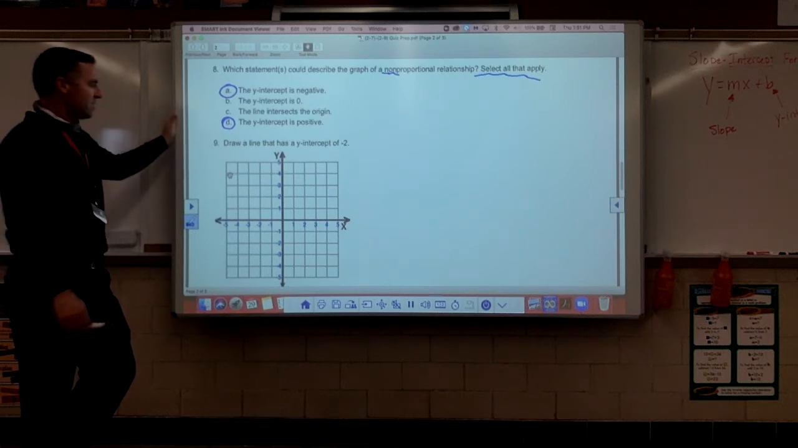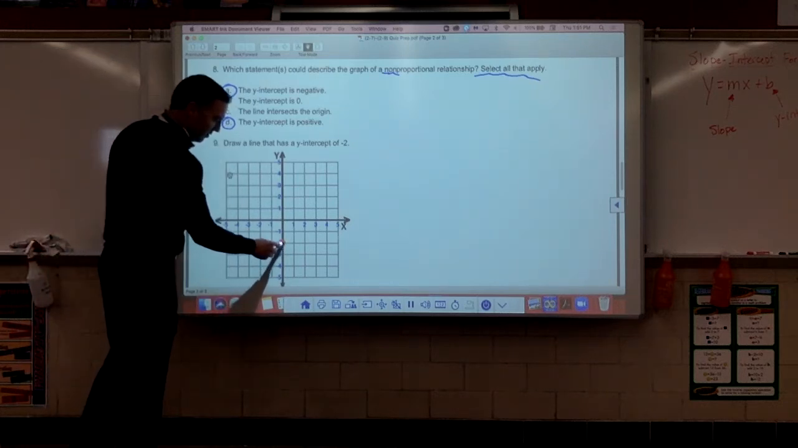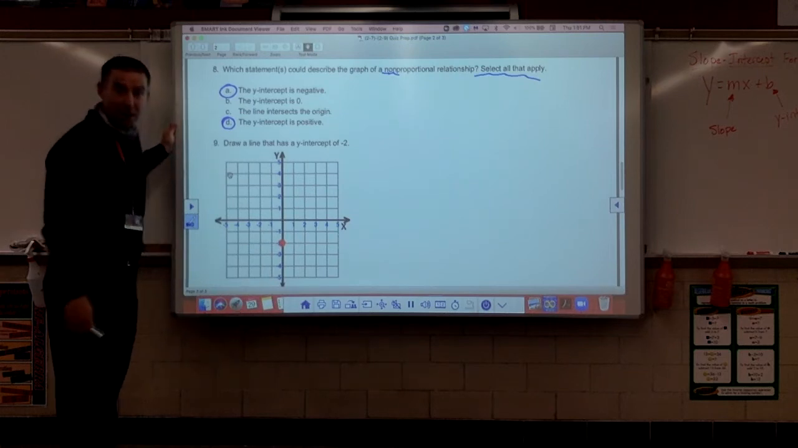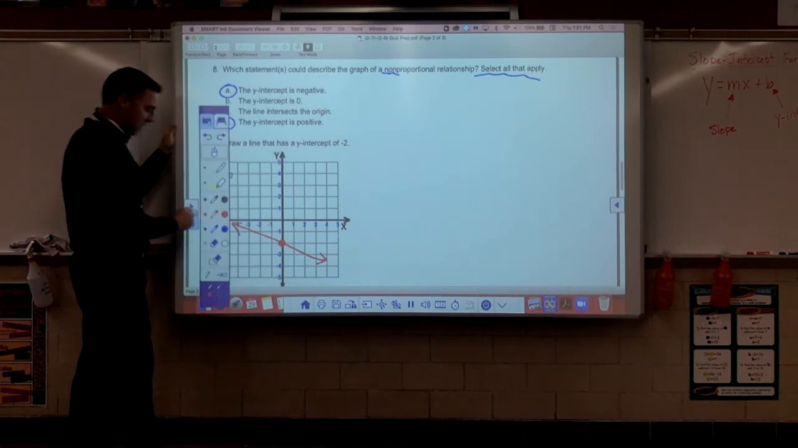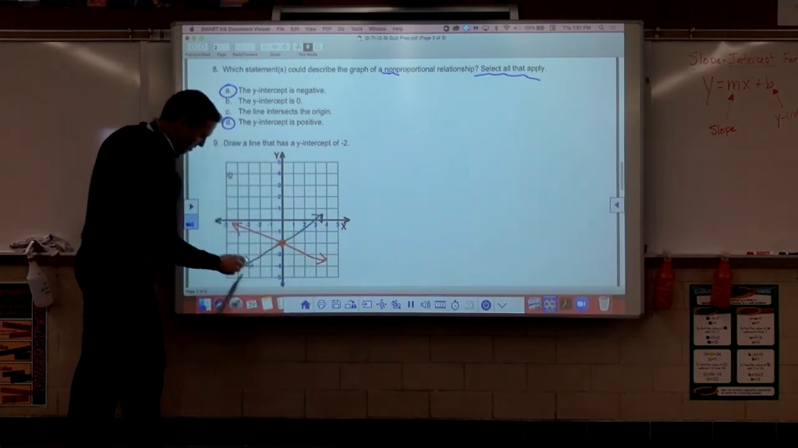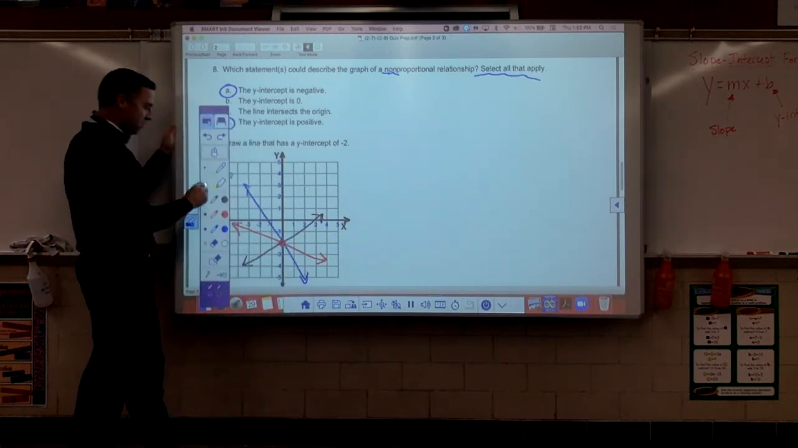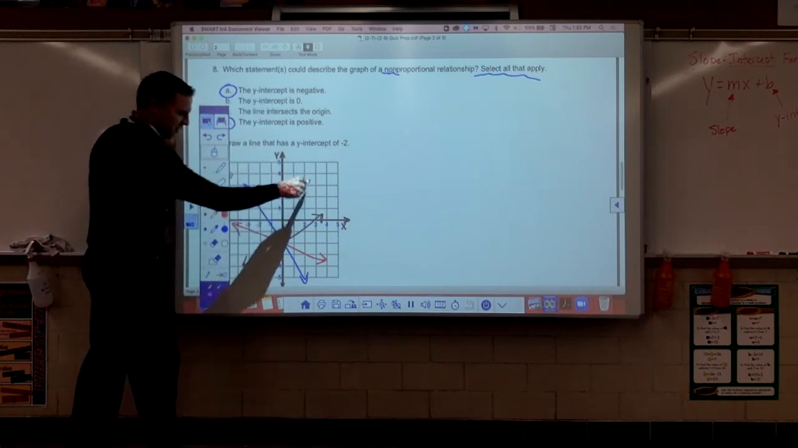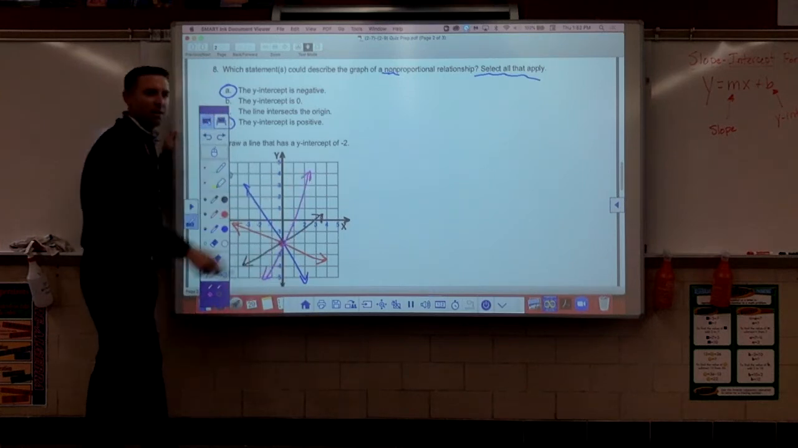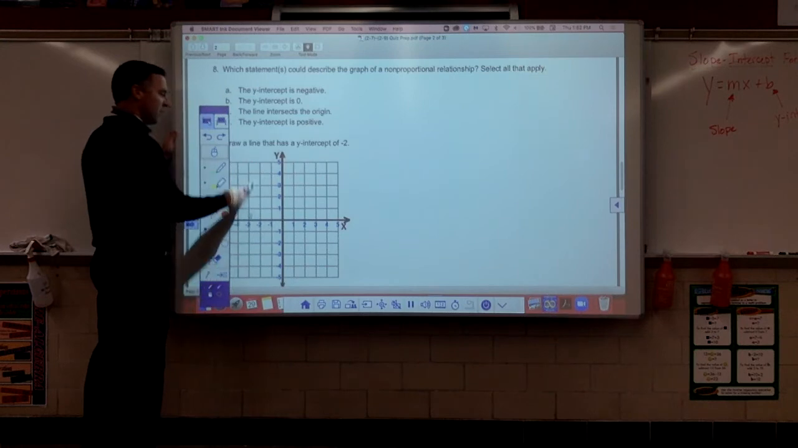All right, number 9 just says draw a line that has a y-intercept of -2. Well, that just means make a point at -2 and draw a line through it. Any line. That line would work. This line would work. Hey, folks, how about this line? This line. Any of those lines goes through -2. That would work. That was not a hard one.